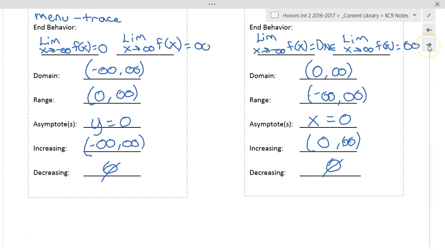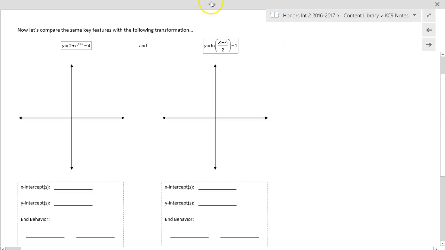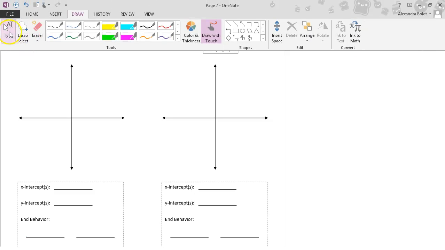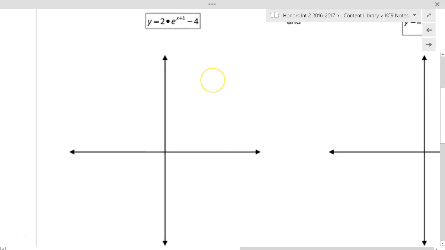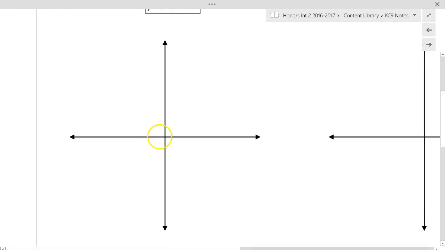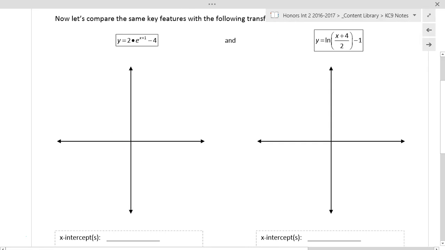All right, let's look at the next page. Two more graphs we are going to do. So y equals a little bit more complicated graph. y equals 2 e to the x plus 1 minus 4.